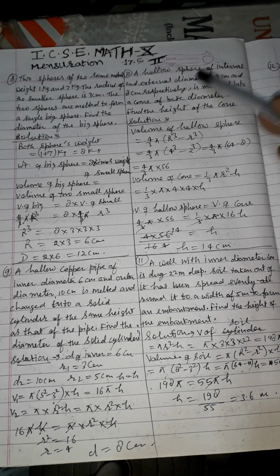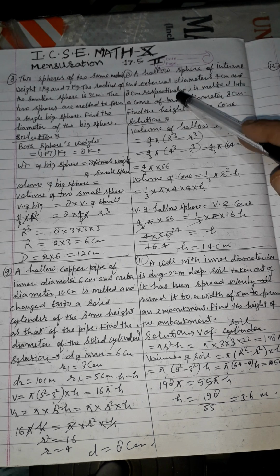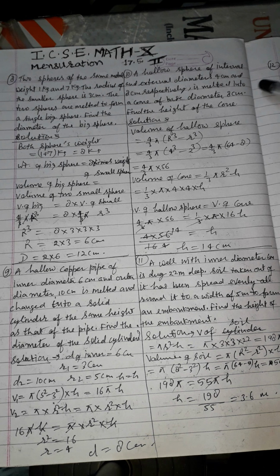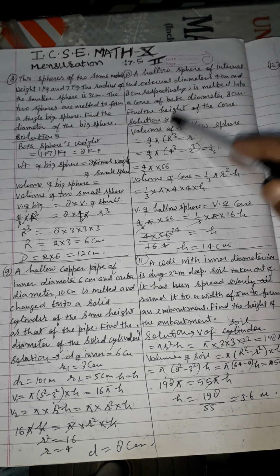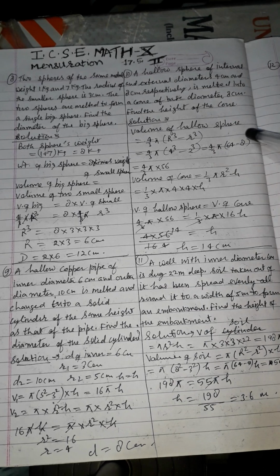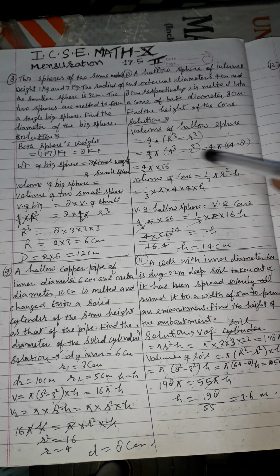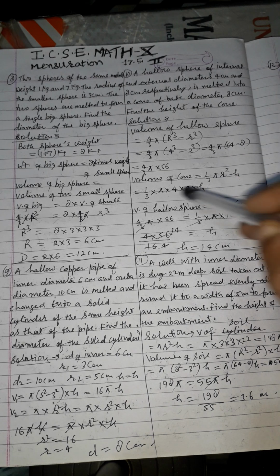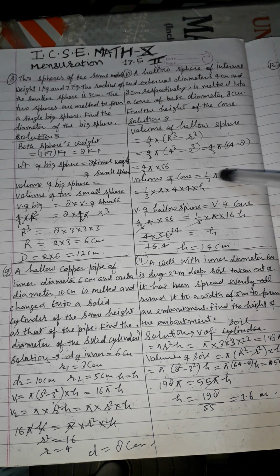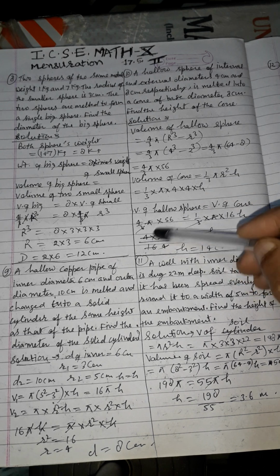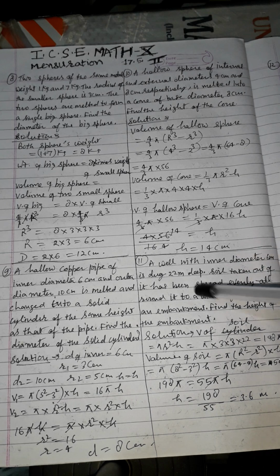Next, a hollow sphere of internal and external diameters 4 and 8 respectively is melted into a cone of base diameter 8. Find the height of the cone. Volume of the hollow sphere is 4 by 3 pi into capital R cube minus small r cube, 4 upon 3 pi into 4 cube minus 2 cube, 4 upon 3 pi into 64 minus 8, 4 upon 3 pi into 56. Volume of the cone is 1 upon 3 pi r square h, 1 upon 3 pi into 4 into 4 into h. Equating the volumes, 4 upon 3 pi into 56 equals 1 upon 3 pi into 16h, so h is 4 into 56 upon 16, which is equal to 14.